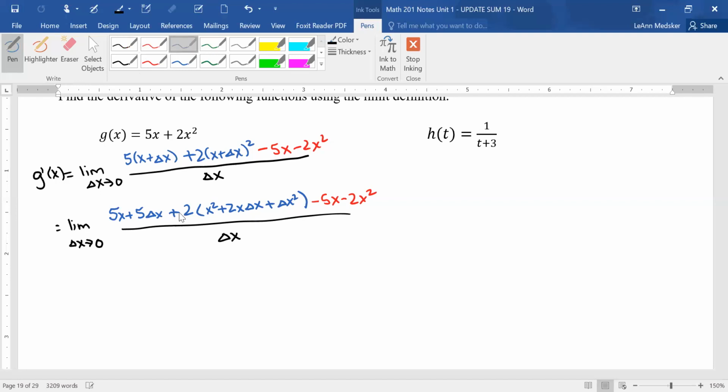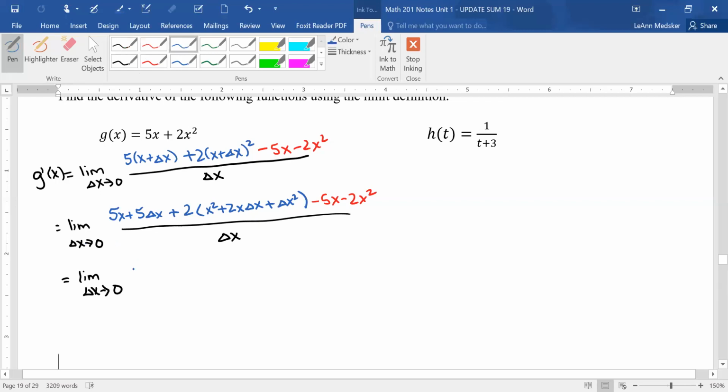Now I still need to distribute the 2 on that top part right there. And notice I am not dropping my limit. It is coming down with me every time. You do not drop the limit off until you actually evaluate delta x for 0, which we cannot do right now because it's still dividing by 0. So this would be 5x plus 5 times delta x plus 2x squared plus 4x delta x plus 2 delta x squared, and then minus our 5x minus our 2x squared all over delta x.